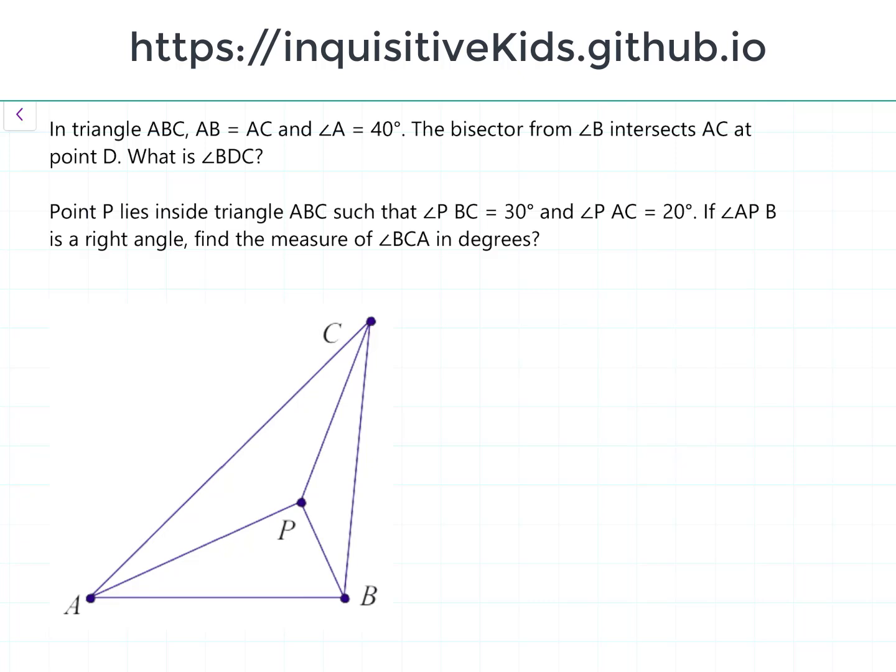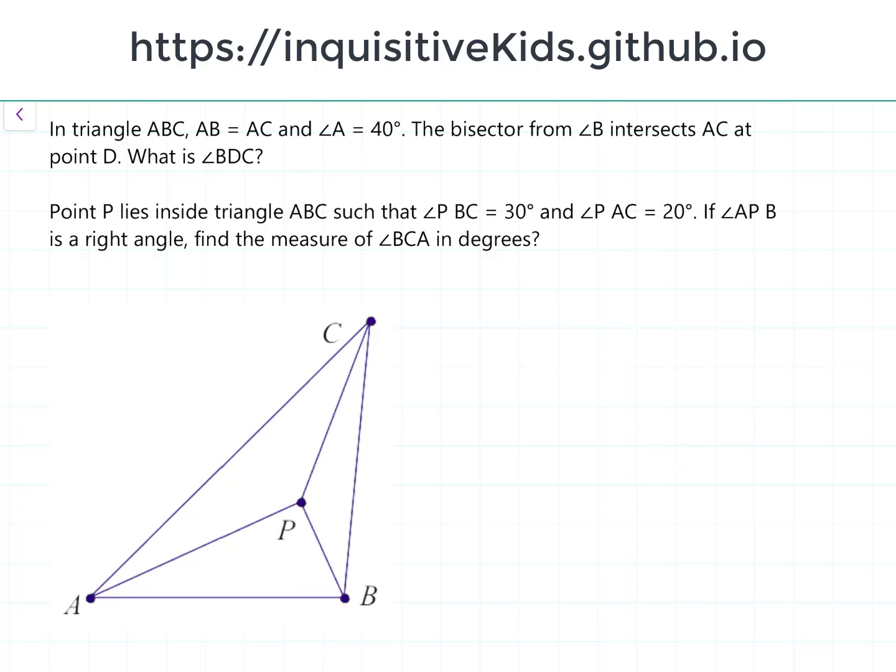In triangle ABC, AB is equal to AC and angle A is equal to 40 degrees. The bisector from angle B intersects AC at point D. What is angle BDC? Well, the first thing we do when looking at a problem like this, which hasn't given us a picture yet, is to make one.